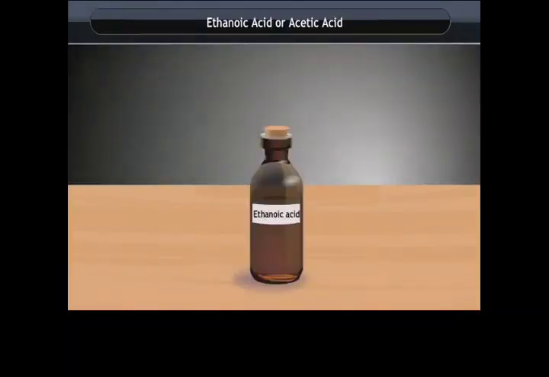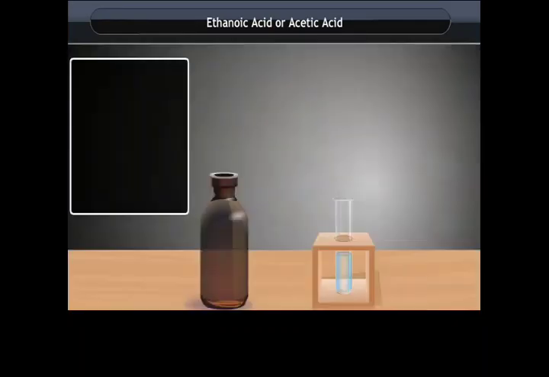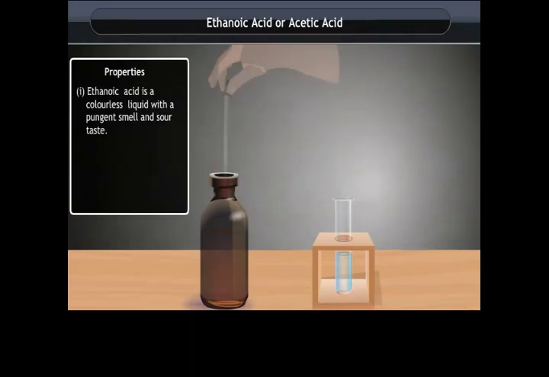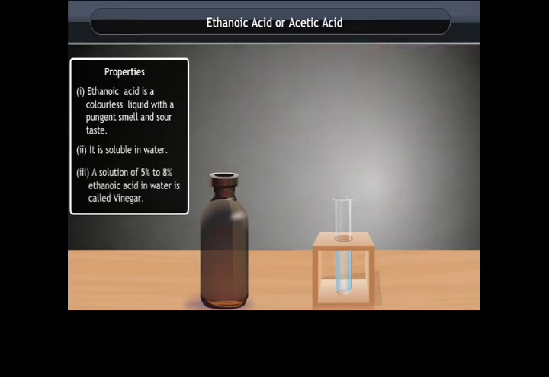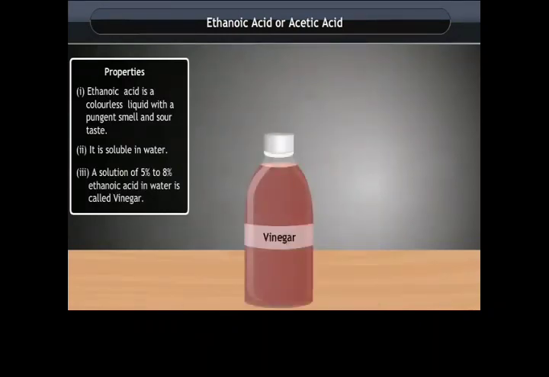Ethanoic acid or acetic acid. The chemical formula of ethanoic acid is CH3COOH and its common name is acetic acid. Physical properties of ethanoic acid. Ethanoic acid is a colorless liquid with a pungent smell and a sour taste. It is soluble in water. A solution of 5% to 8% ethanoic acid in water is called vinegar.